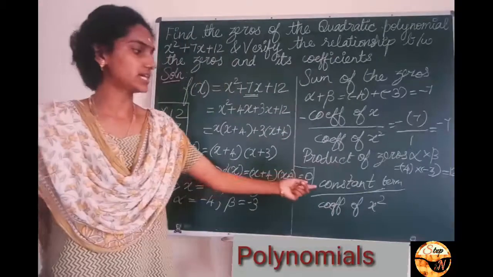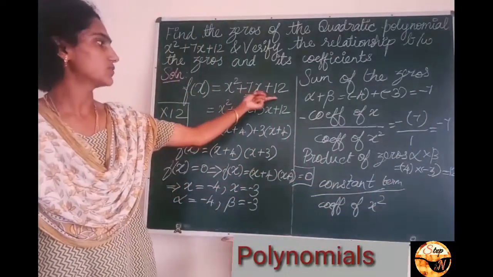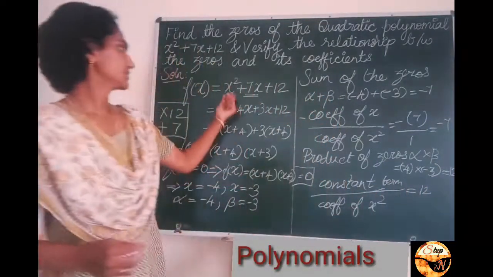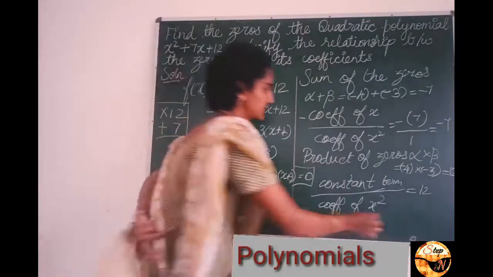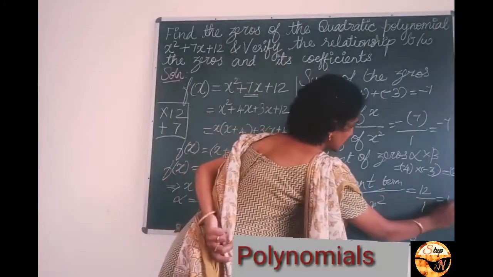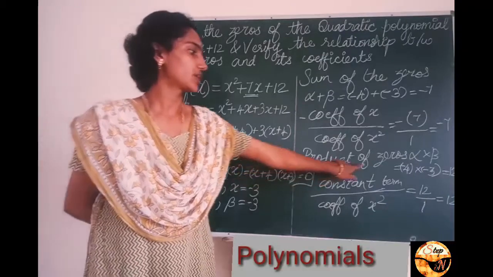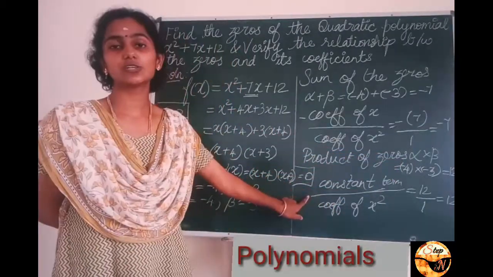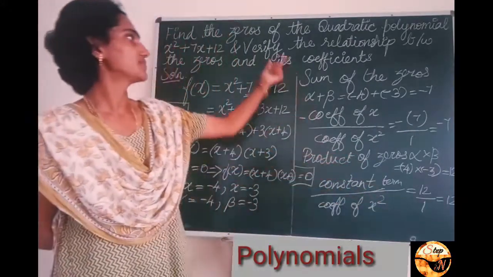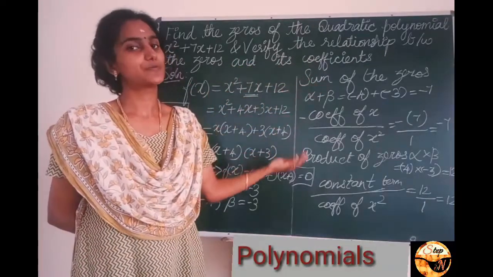Now we have to find the constant term by the coefficient of x square. So here what is the constant term? 12. And the coefficient of x square is 1. So divided by 1, 12 by 1 will be 12. So here we have proved that the product of zeros is equal to the constant term by the coefficient of x square. So the relationship between the zeros and the coefficients is proven now.